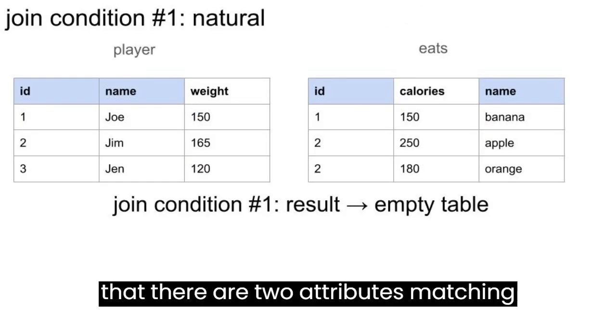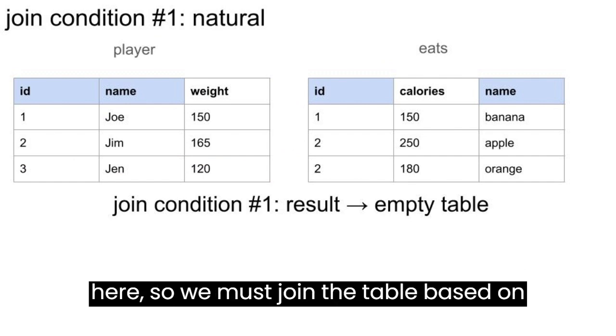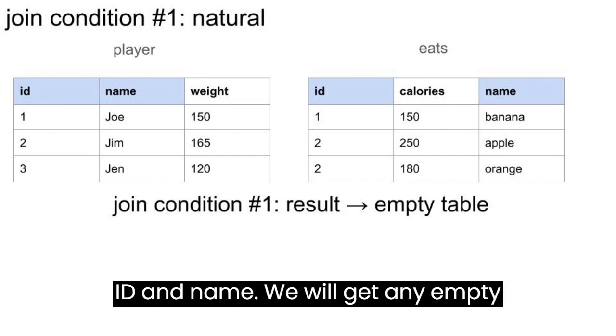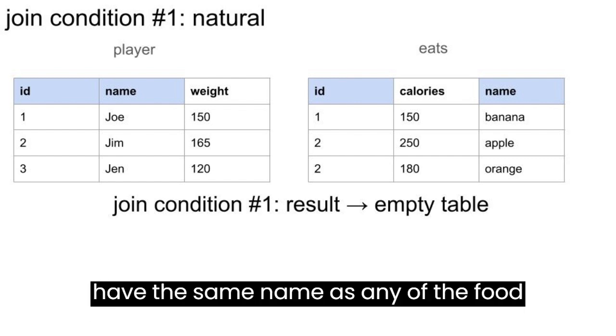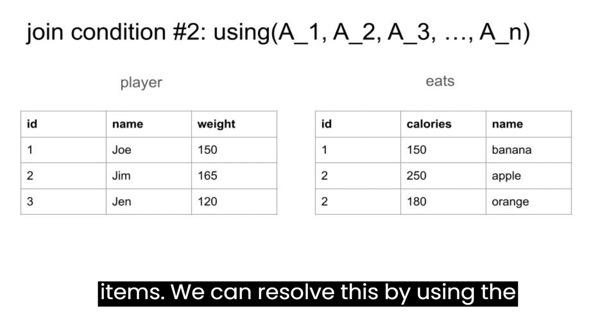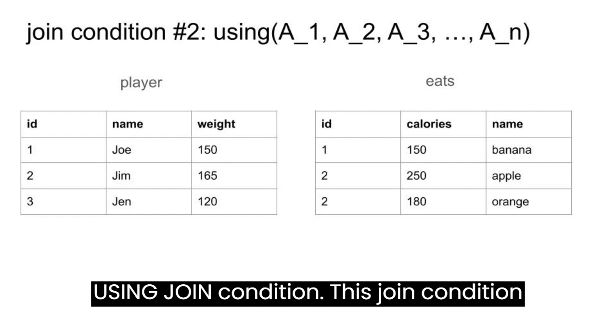Notice that there are two attributes matching here, so we must join the table based on ID and name. We will get an empty table after the join, because no players have the same name as any of the food items. We can resolve this by using the using join condition.